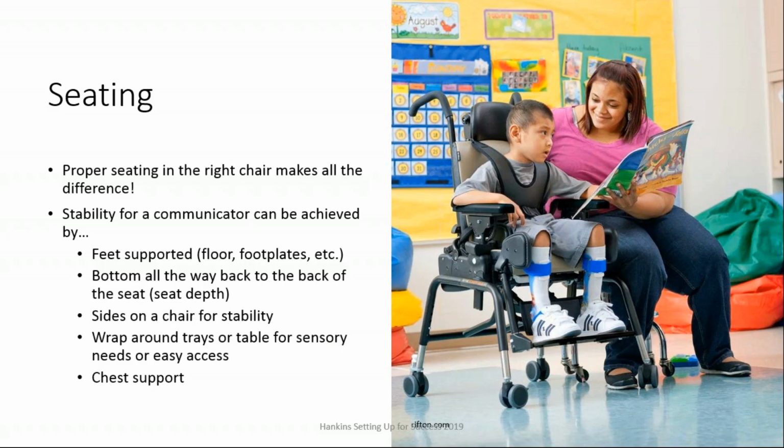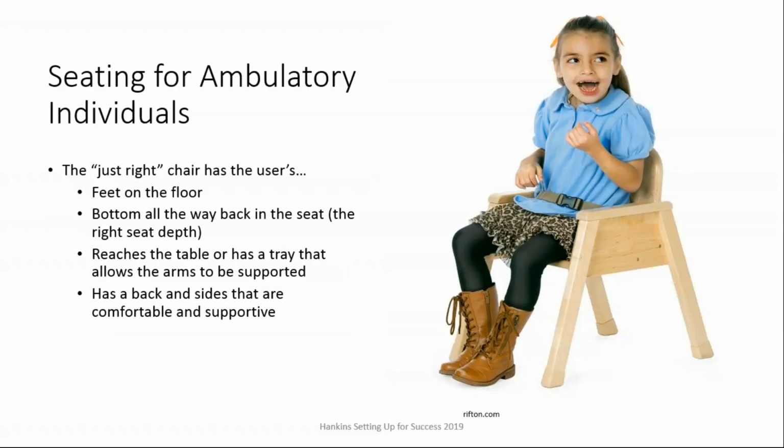Those chairs, they're not showing it because they want to show his body, but they have a wraparound tray, or sometimes here we use wraparound tables for sensory needs and easy access. And he has chest support. So he is held in place so that his body doesn't have to do all the work of sitting and can do better work communicating and learning. He looks really good. I'll buy that chair.